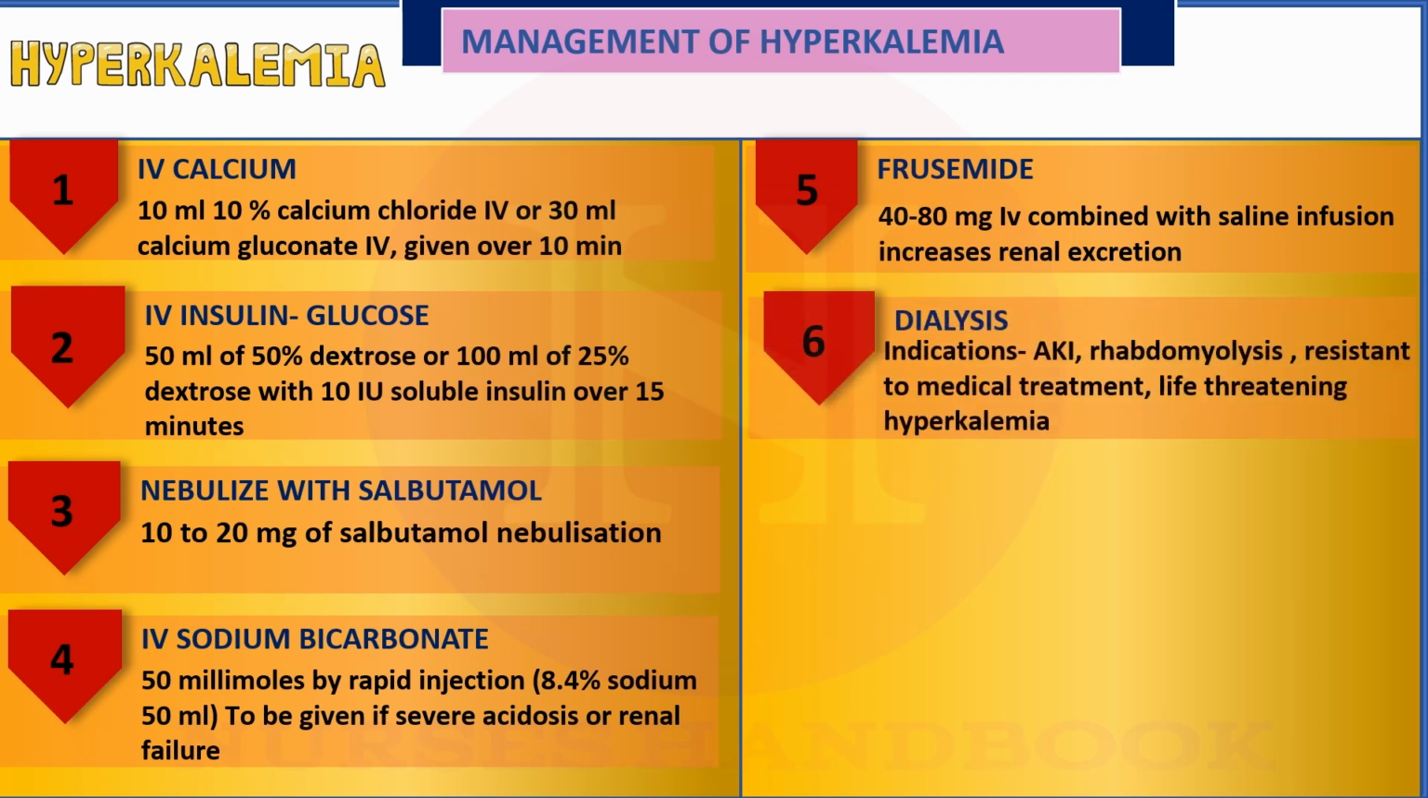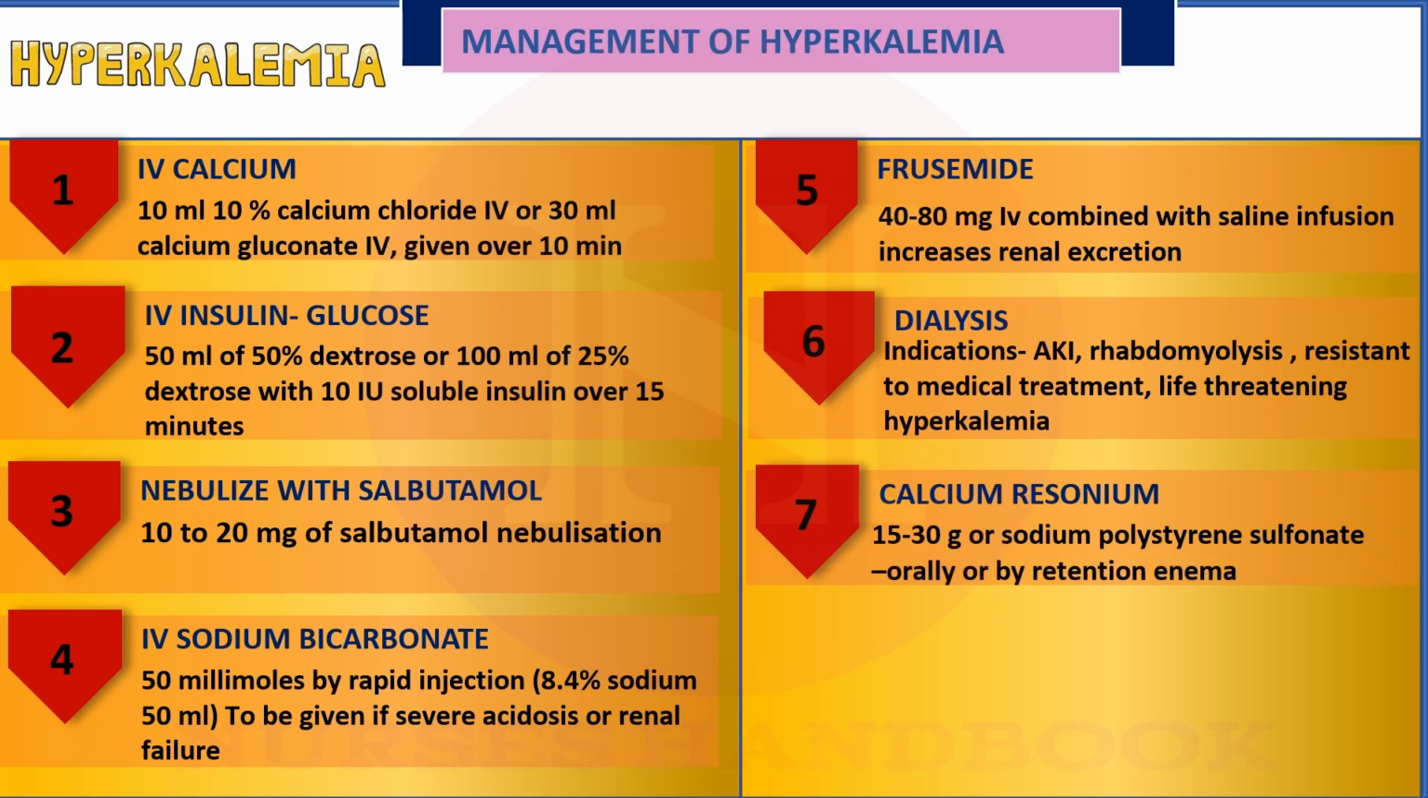6. Dialysis to be done in case of acute kidney injury, rhabdomyolysis, resistance to medical treatment, and to treat life-threatening hyperkalemia. 7. Calcium resonium 15 to 30 grams or sodium polystyrene sulfonate may be given either orally or by retention enema. It exchanges sodium for potassium ions and removes potassium from the body.